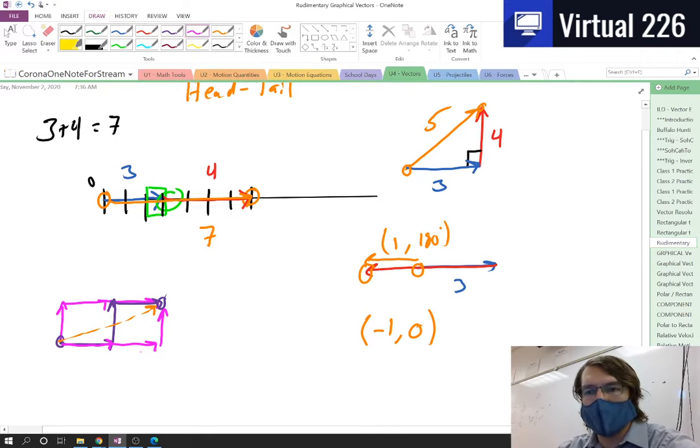The order doesn't matter. Just as 3 plus 4 would equal 7 on a number line, 4 plus 3 equals the same thing. The order doesn't matter. The only thing that matters is you're going from start to finish.